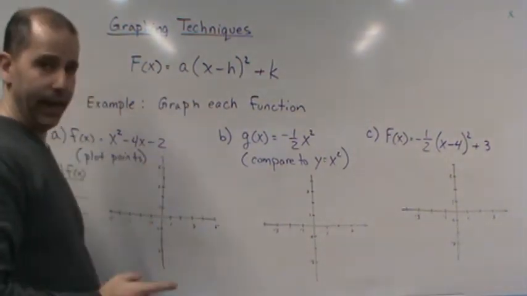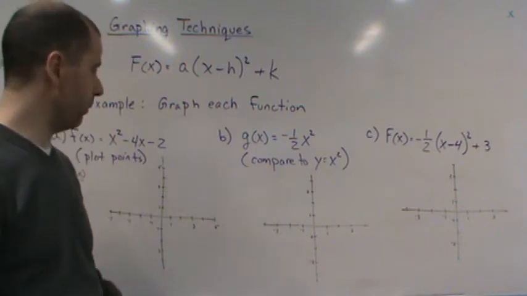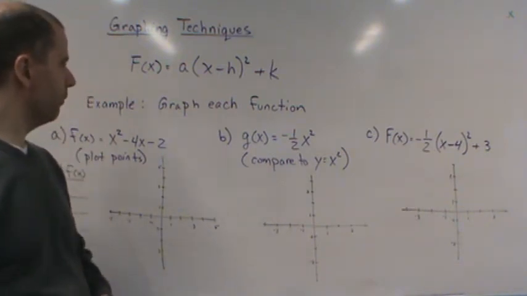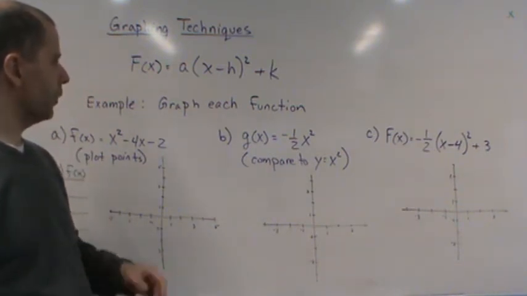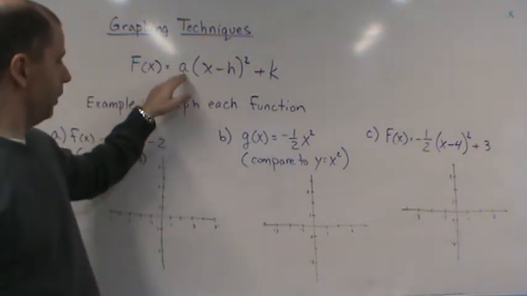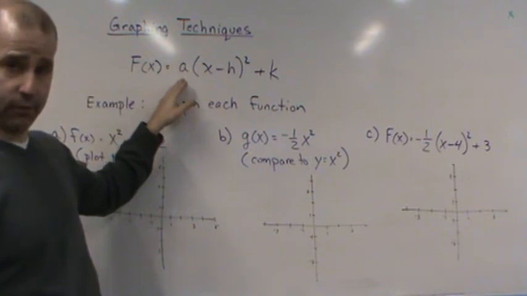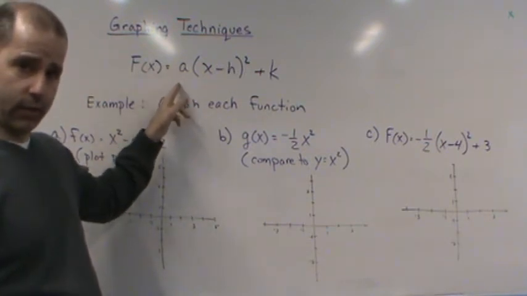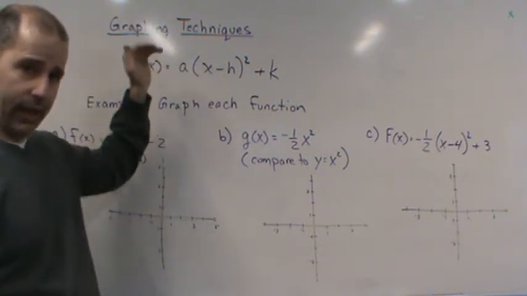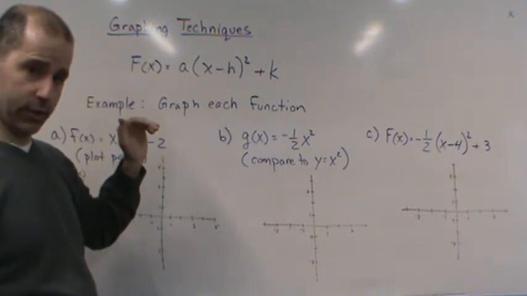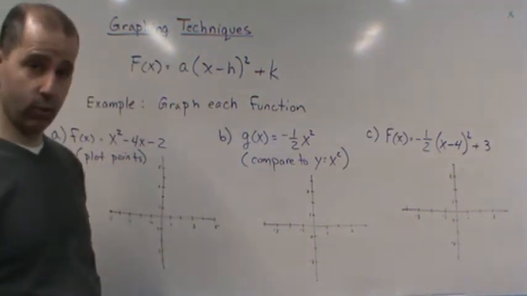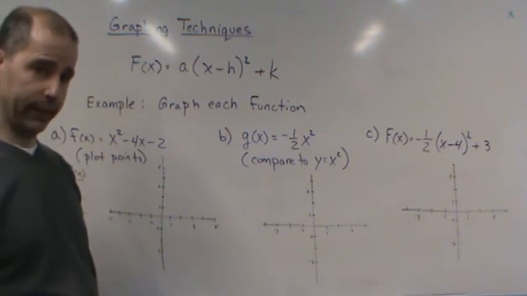Again, a is outside, so a is some real number. If a is positive, and again we're assuming a is positive, and a is bigger than 1, it's a vertical stretch. If a is between 0 and 1, then it's a vertical shrinking.